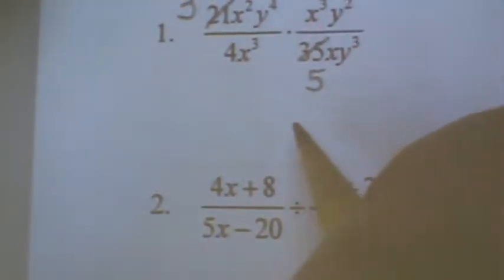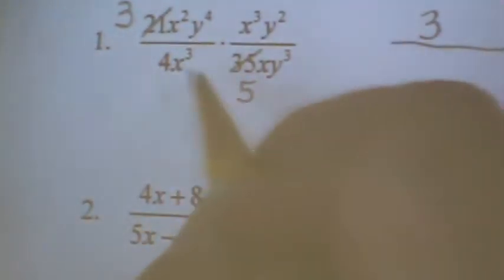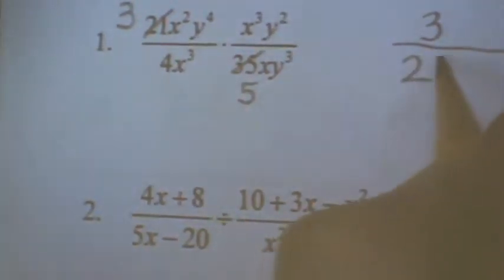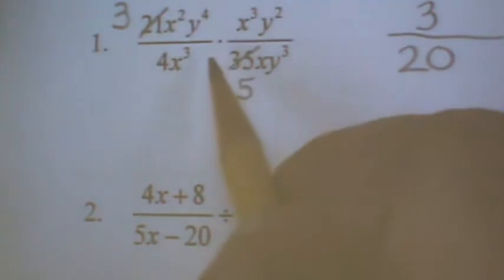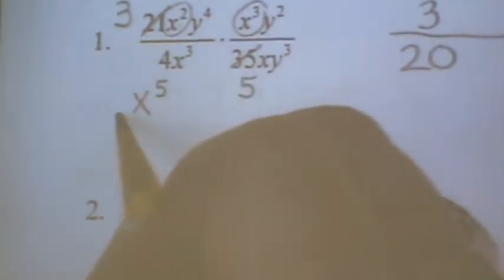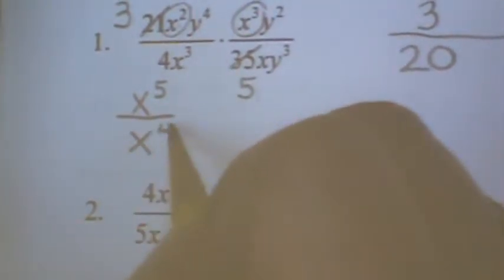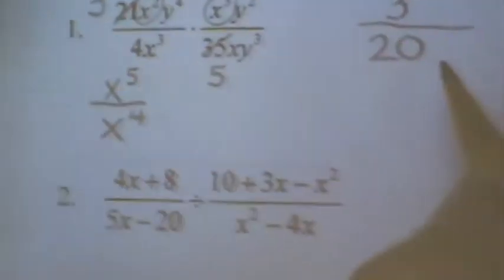Can you do anything with those 3? Simplify the x's and y's. So, well, let's first take care of the number. You have a 3 on top, and what do you have on the bottom? 20. Good. Now look at your x's. You have x squared here and x to the third. How many x's do you have on top? 5. How many do you have on the bottom? 4.